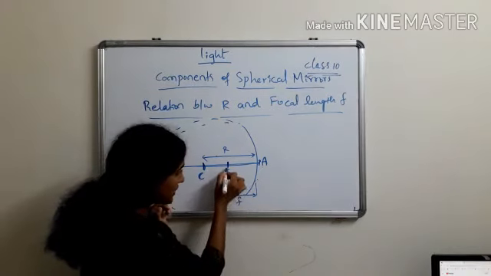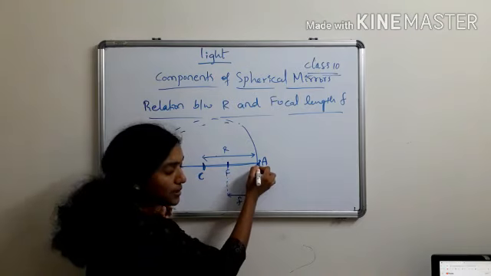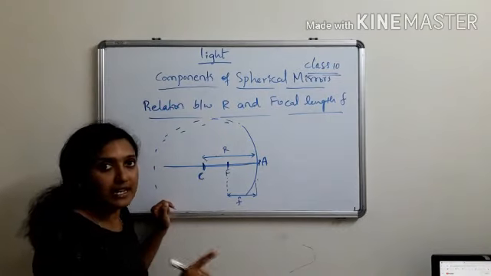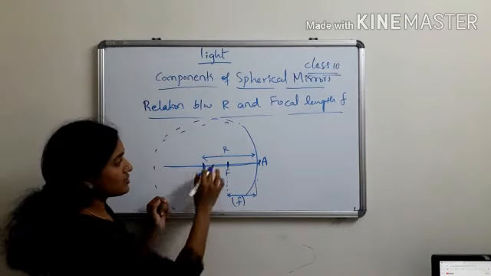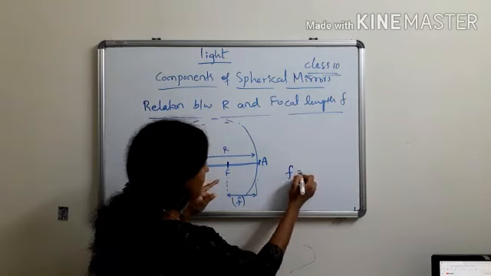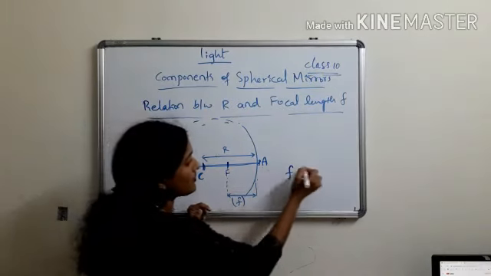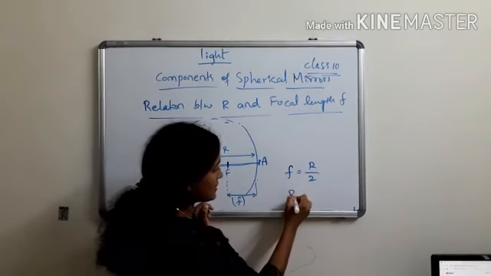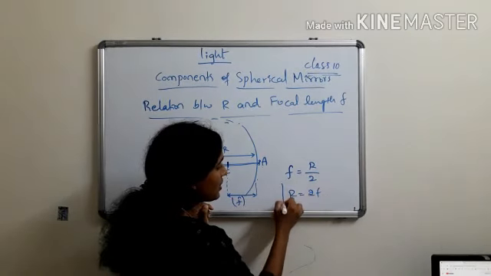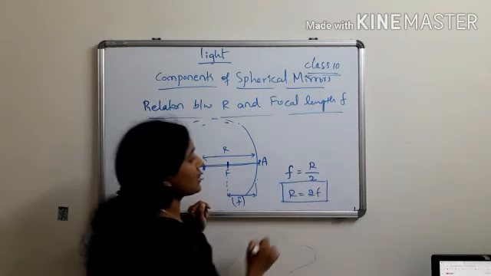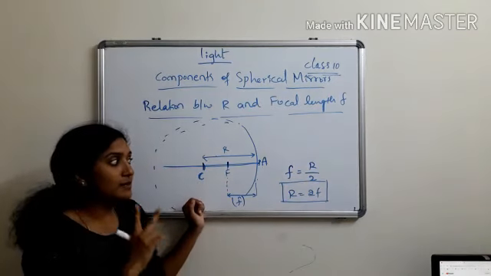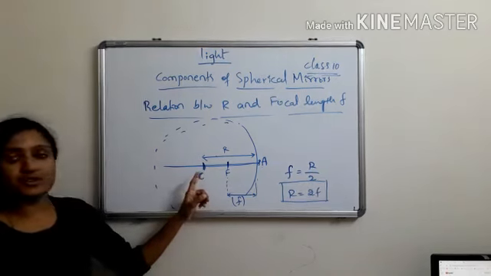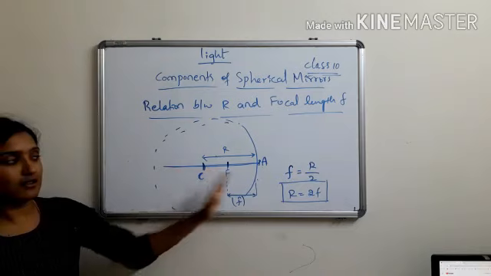The distance between this focus F and the pole is the focal length, small f. So the relation is that small f is equal to half of the radius. So R is equal to 2f. Always the radius of curvature is double the focal length. Clear?